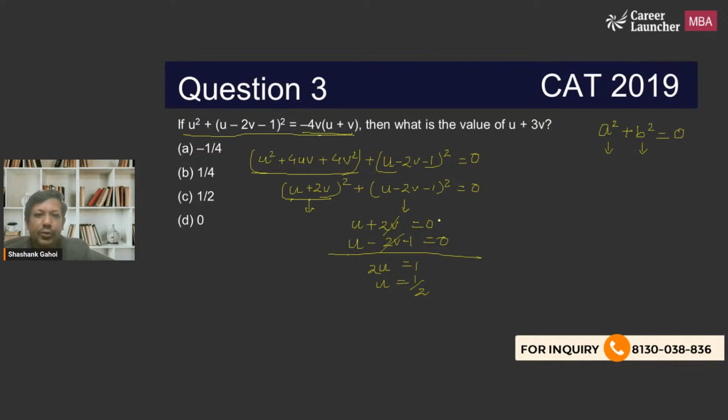Now I'm going to use the first equation, that is u is equal to minus 2v. So u is equal to 1 by 2 and that is equal to minus 2v. So v comes out to be minus 1 upon 4. Now what the question is asking is u plus 3v. So u plus 2v is equal to 0, plus v. So this is already 0. So what is the value of v? That is equal to minus 1 upon 4, and that is my option A. I can directly get the answer, or you can plug in the values. Okay?